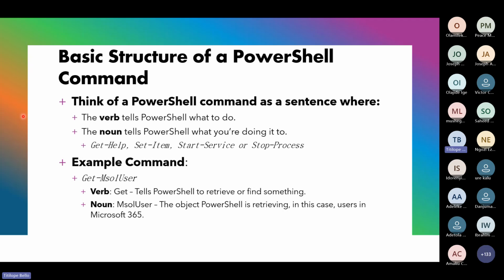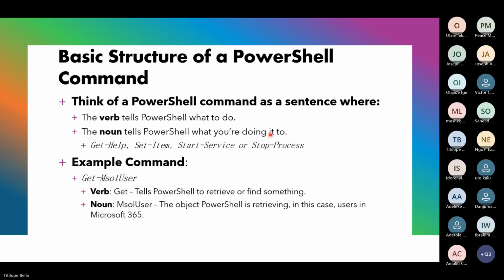The verb part will always be telling the PowerShell what to do, right? It will say do something. Then the noun aspect is telling it what it's supposed to act on, right? That's why they call it a verb-noun structure command. So like I said, verb is telling the PowerShell what to do, while noun, on the other hand, is telling the PowerShell what you are doing it to.